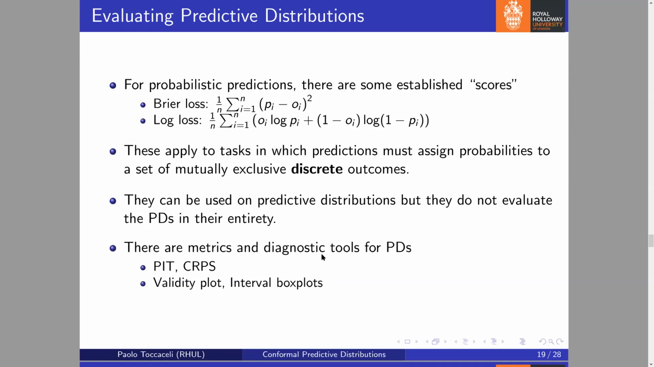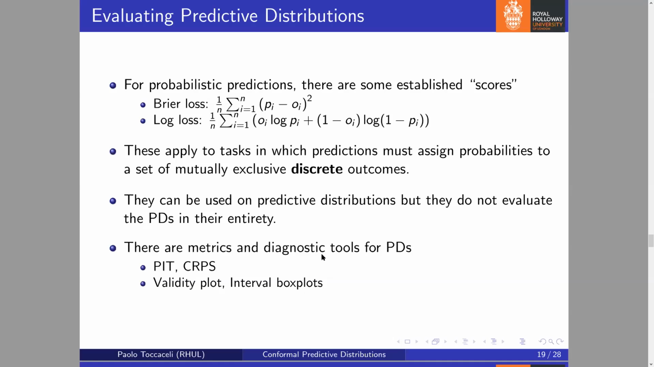For predictive distributions, for probabilistic predictions in general, there are some established scores. There's Brier loss, which is sort of quadratic. There's log loss. And these are used everywhere, if you will. But these apply to tasks in which the predictions must assign probabilities to a set of mutually exclusive discrete outcomes. You can use them on predictive distributions by creating mutually exclusive events, like the value is between these two values or outside these two values. This is useful, but these do not evaluate the predictive distributions in their entirety.